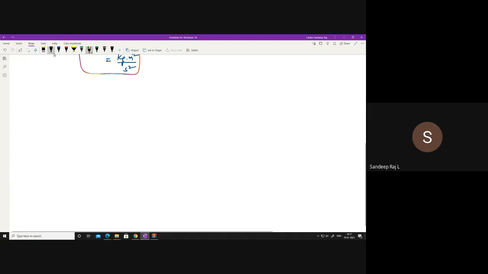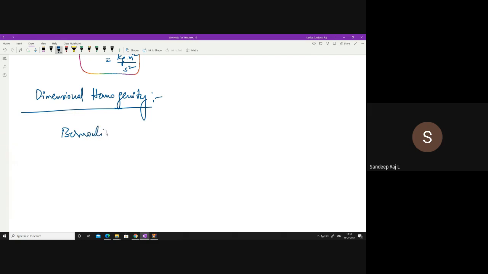Buckingham's pi theorem. Okay. So before we go to Buckingham pi theorem, I must tell you what dimensional homogeneity is. Dimensional homogeneity. Okay. For this, let me use the Bernoulli's equation. Okay, I'm taking this example because this is a very easy example to understand this dimensional homogeneity. Somebody tell me what is Bernoulli's equation?